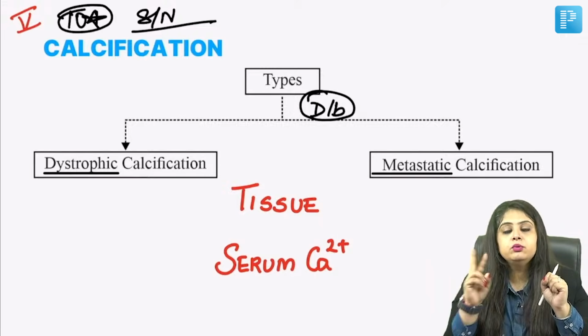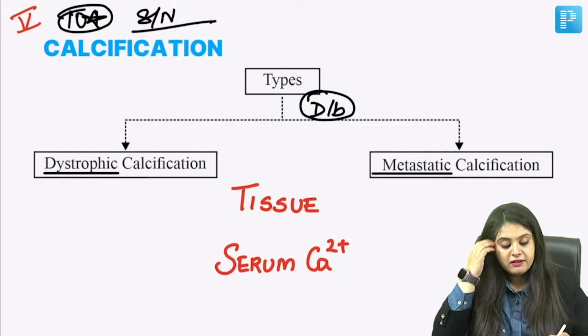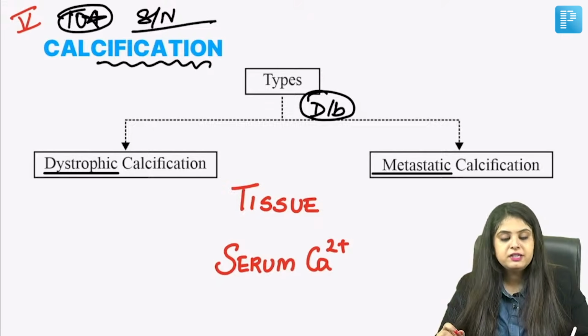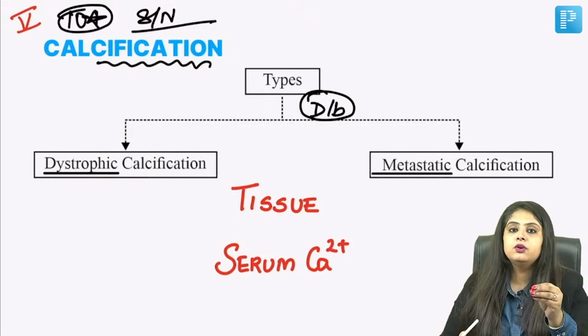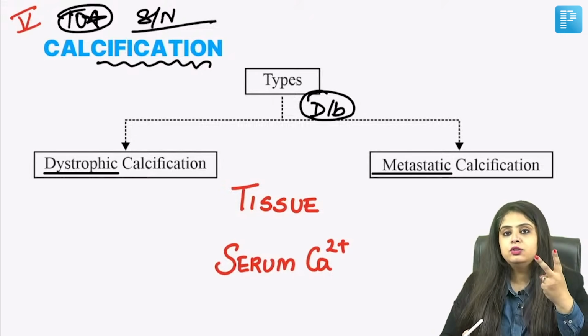You can't blame 2-3 things at a time, only blame one person. So let me give you an example. Why do you think calcium will deposit? Let's say calcium is depositing in your arteries, in your blood vessels. Why is that happening? There can be two options. Don't write, just listen and understand.